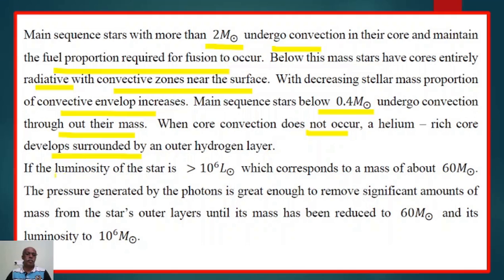If the luminosity of the star is larger than 10 power 6 times the luminosity of the sun, then this star corresponds to a mass larger than 60 times the solar mass. If that is the case, then the pressure generated by the photons is great enough to remove significant amounts of mass from the outer layers of the star until the mass reduces to 60 times the solar mass and the luminosity reduces to 10 power 6 times the luminosity of the sun.